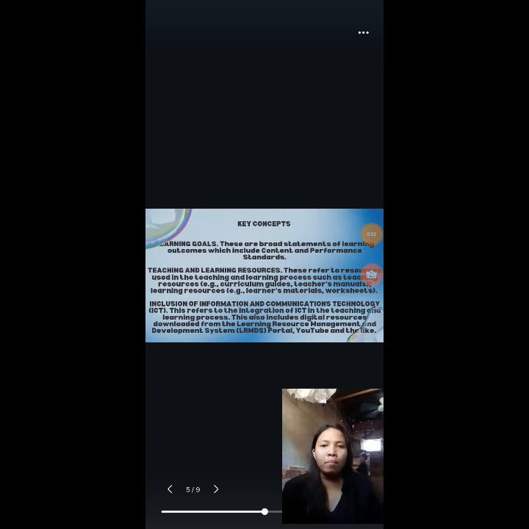These are the broad statements of learning outcomes, which include content and performance standards. Teaching and learning resources refer to the resources used in the teaching and learning process. Teaching resources include the curriculum guide and teaching manuals. Learning resources include learning materials and worksheets.